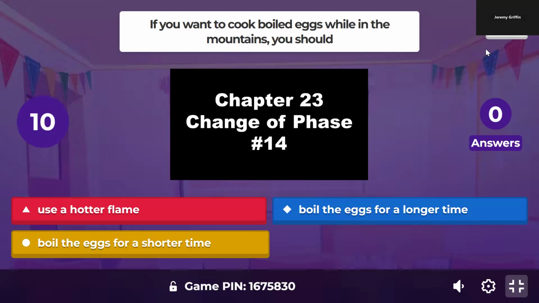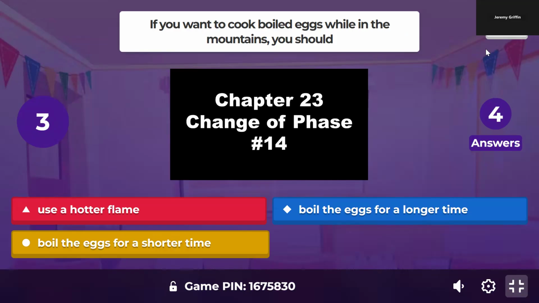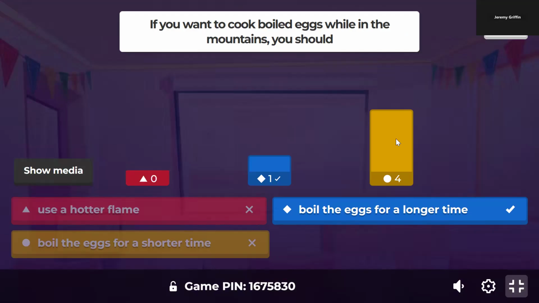You want to cook boiled eggs in the mountains. Okay, so the best answer is for a longer time. Nobody picked a hotter flame, and the reason that's not the best answer is because you could turn the flame up, but the water temperature is stuck at 95 degrees Celsius regardless. You just need to boil for a longer time up in the mountains, where you can't get the water as hot. You guys get that, longer time?